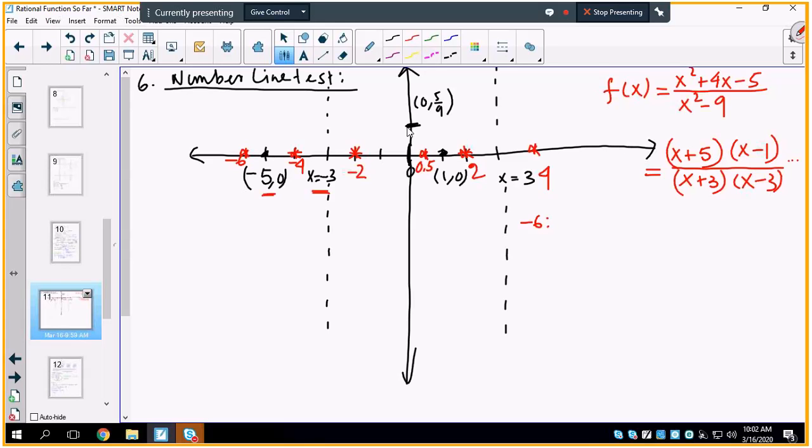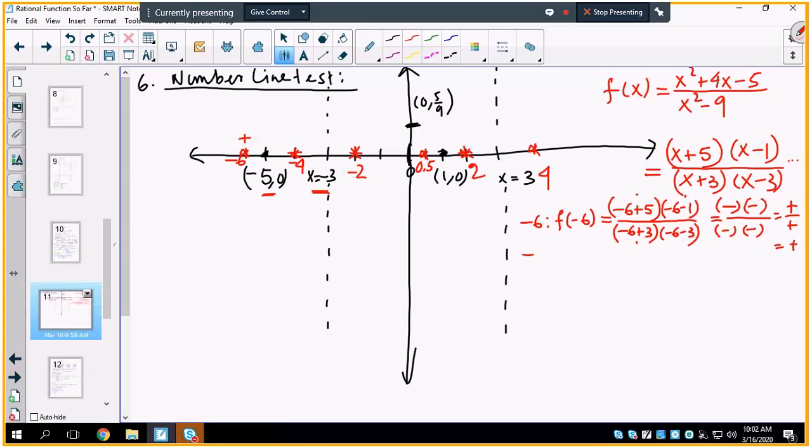So -6, do f of -6. What does this mean? (-6 plus 5) times (-6 minus 1) over (-6 plus 3) times (-6 minus 3). And then you check the signs of each of these factors. So this one is negative, this one is also negative, over this one is negative, this one is also negative. So I have negative times negative, positive on the top, negative times negative, positive on the bottom, so the total sign is a positive sign. So I go ahead and say that -6 will be positive.